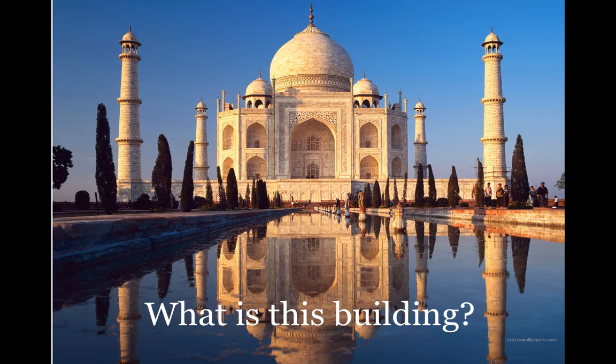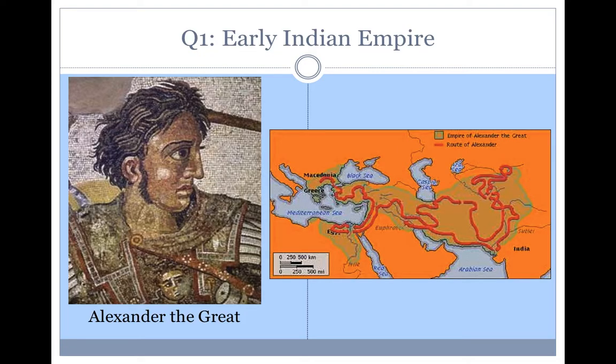It's a very recognizable landmark, and we're going to address that more as we start to develop the ideas of how the Islamic world started to influence Indian culture, because this building is an example of the fusing of those two cultures during this time period. So let's start by looking at some of the early successes of the Indian Empire. The first bullet for the first question is Alexander the Great. His name is up on the screen for you.